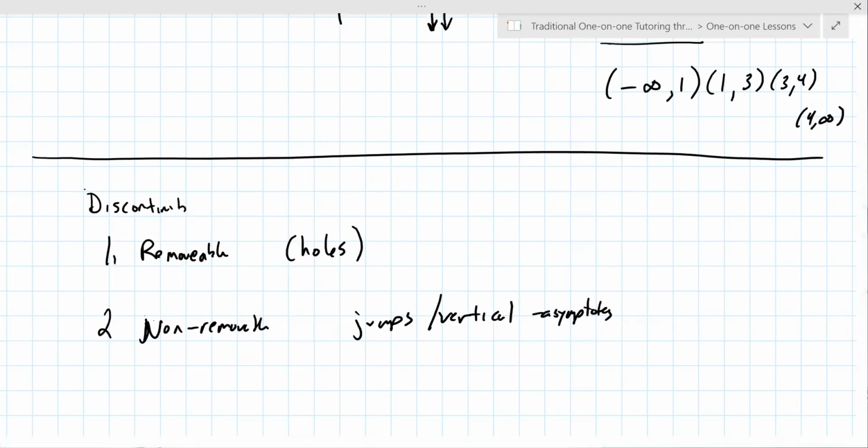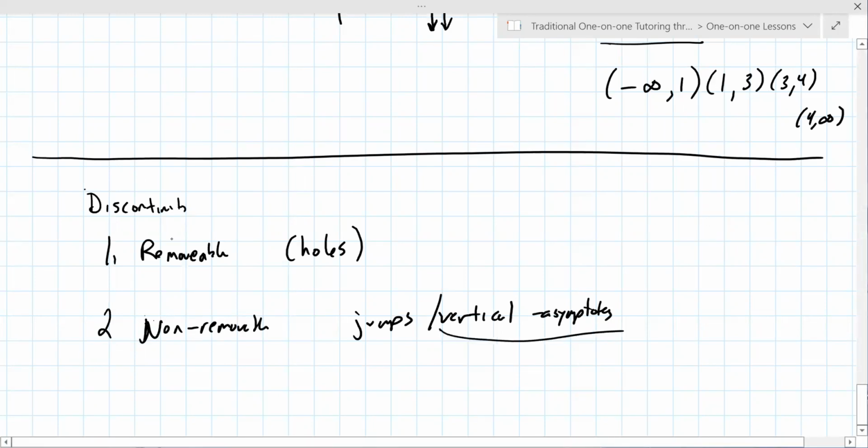Is there not like infinite? Yes, those are the vertical asymptotes. So I'm categorizing them by removable and non-removable. But I think your teacher is saying the types of discontinuities are holes, jumps, and vertical asymptotes. And then they're saying whether they're removable or not.